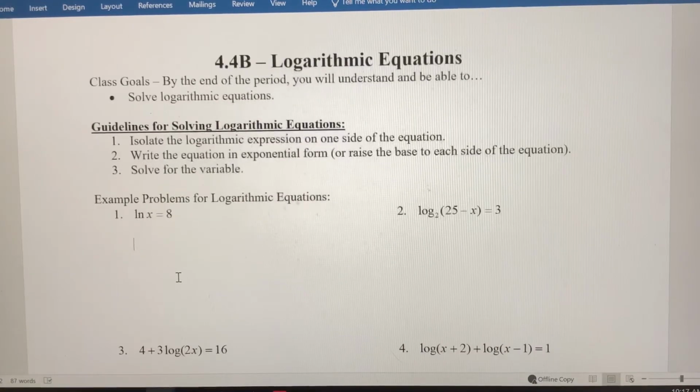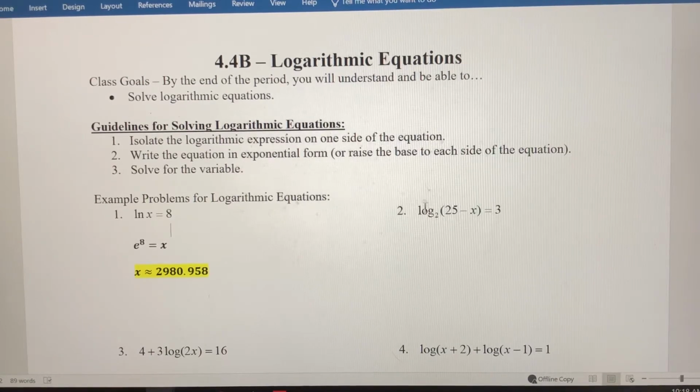So let's look at the first one here. So we've got the natural log of x equals 8, okay? So the logarithmic expression is already isolated on the left side here. Remember, the natural log has a base of e, so we can rewrite this in exponential form. E to the 8th equals x, okay? On your calculator, just evaluate e to the 8th, and we get an answer of x is approximately 2980.958, okay?